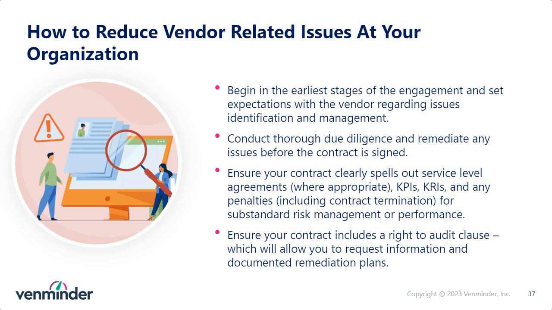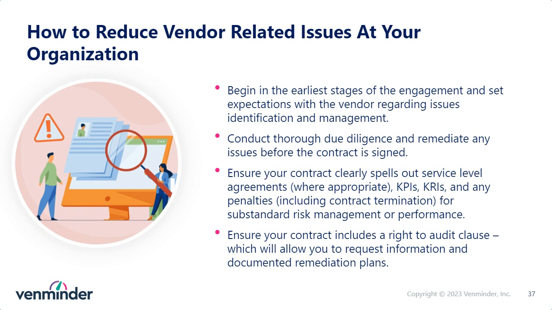Now, one of the best steps you can take in issue management is to prevent them from happening in the first place. And that can occur by starting in the earliest stages of that vendor relationship and engagement and start setting those expectations, right? We want the vendor to know what we expect and what we're going to do if issues pop up. That really strong due diligence can really help us identify potential issues down the road. So we want to make sure that that process is really robust.